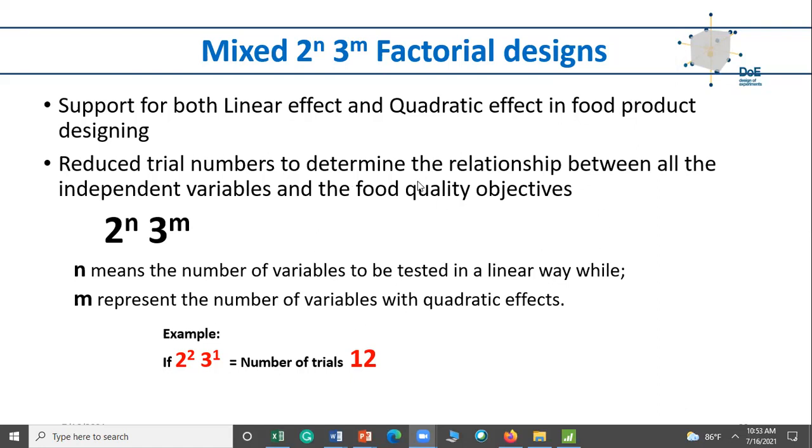And there are some books and literature available for this factorial design.